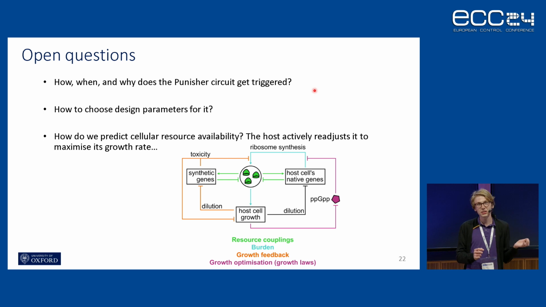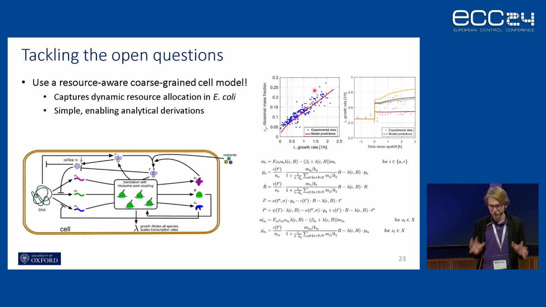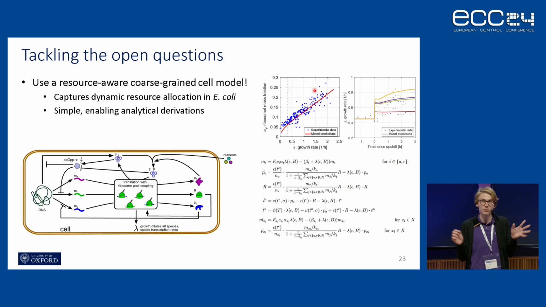That is the toxicity of synthetic proteins, the dependence of protein dilution on host cell growth, and as well, the cell actually actively regulates its own resource availability so as to maximize its growth rate in particular conditions. And if this heavily simplified diagram already looks quite complicated, you are absolutely right. But luckily, to our help can come the resource-aware coarse-grained cell models, which occupy the middle ground on the modeling complexity spectrum that Harrison has talked about.